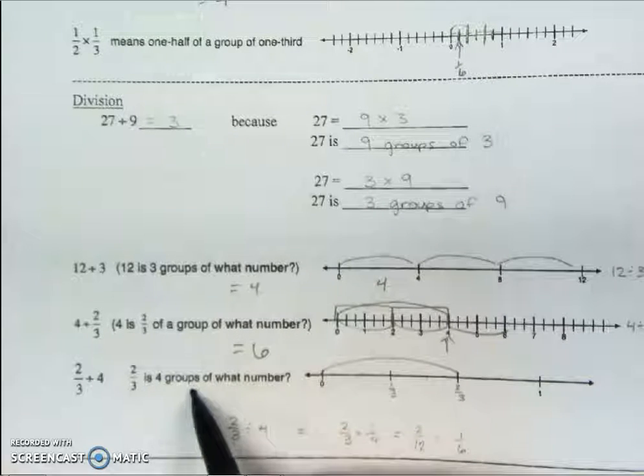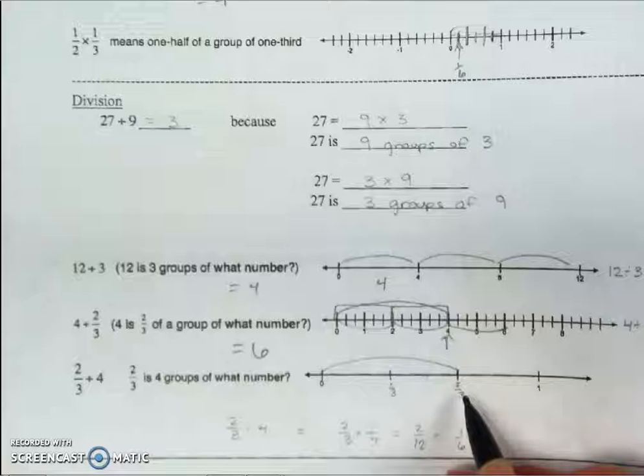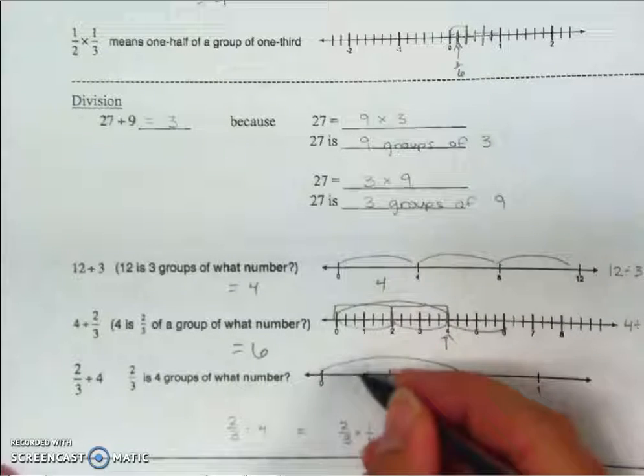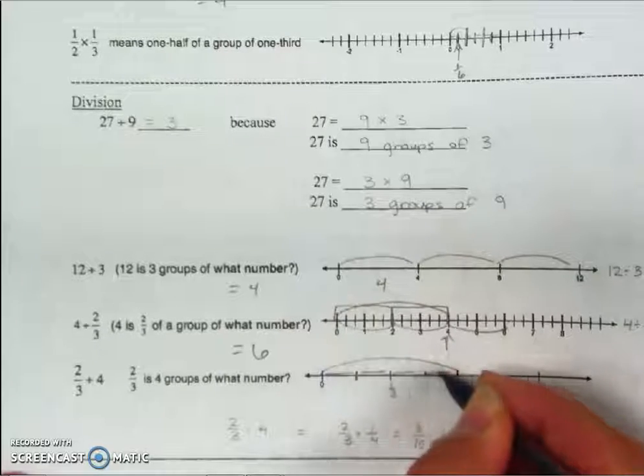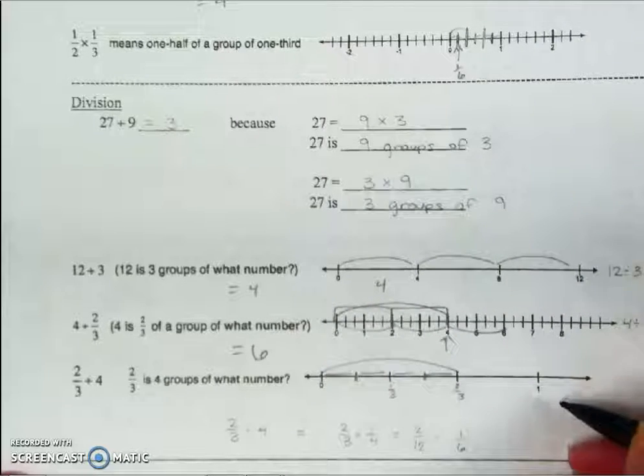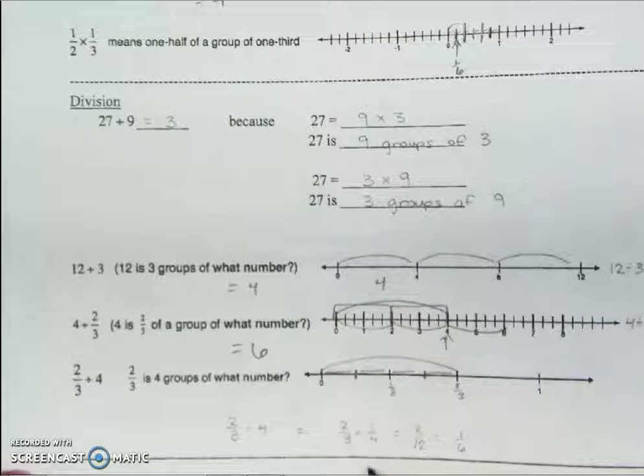2/3 is 4 groups of what number? So if I take this and make it into 4 parts, 2/3 is 4 parts of what number? So we would think 2/3 times 1/4 is 2/12, which is 1/6.